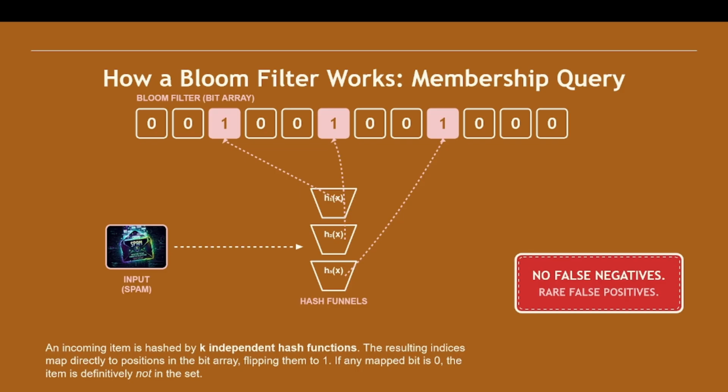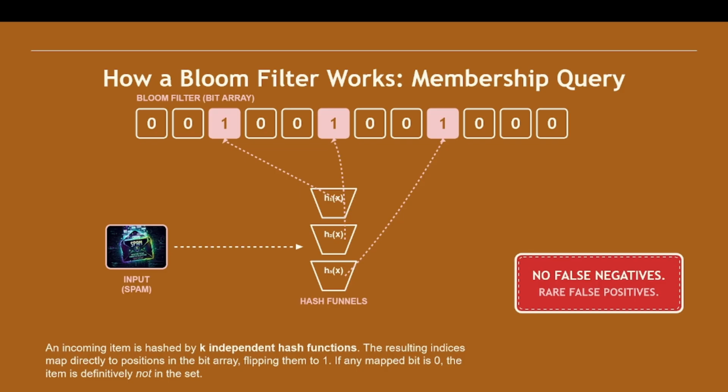A Bloom filter is just a simple array of bits, zeros and ones. A known spam email address will come in. We don't store the address itself. We run it through, say, three different mathematical hash functions. These functions point to three random slots in our array, and we turn those slots from a 0 to a 1. Now, when a new email arrives, we hash it three times. If it points to three ones, we block it. We assume it's spam.